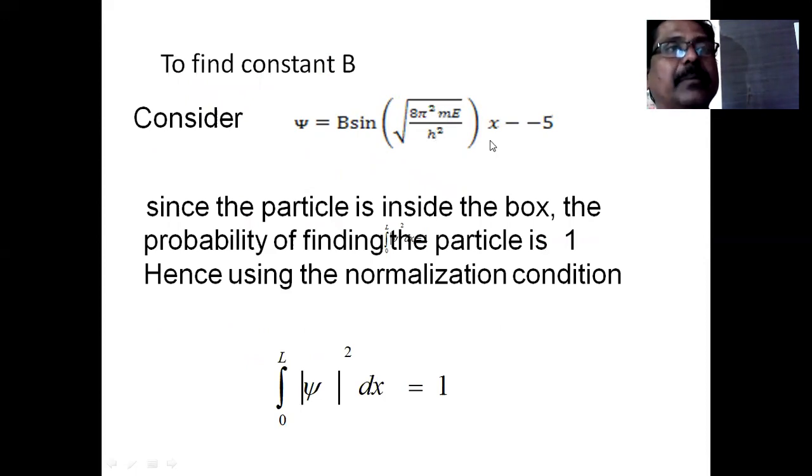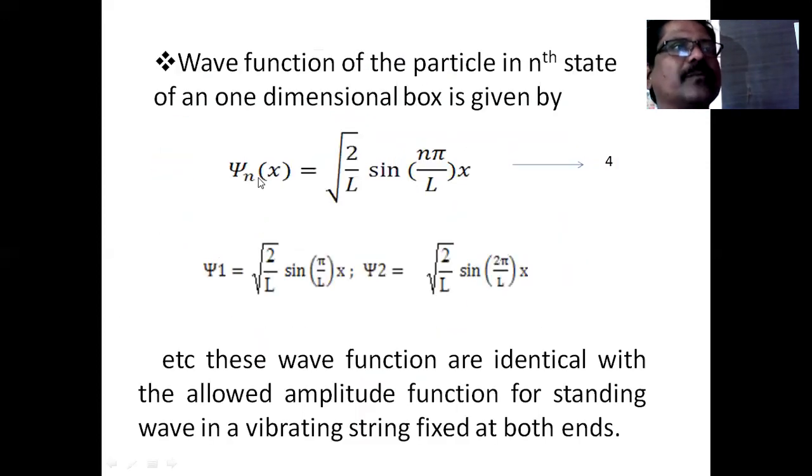Hence the eigenfunction equation is psi equals B sine of (n pi by L) x. Substituting the value of B and K equal to n pi by L, the wave function of the particle in the nth state in a one-dimensional box is given by psi of x equals root of 2 by L into sine of (n pi by L) x. This is the general equation, which indicates the wave function of the particle in the nth state for a one-dimensional box.